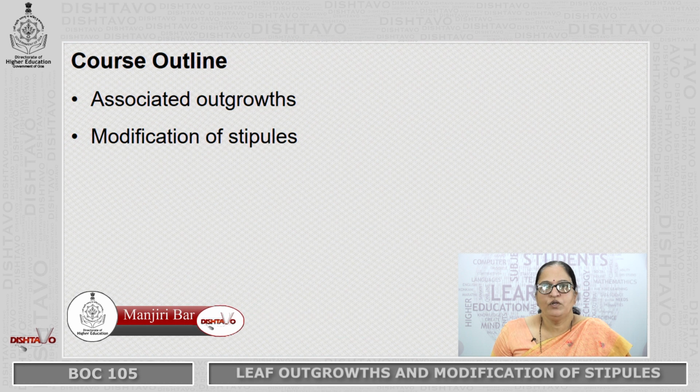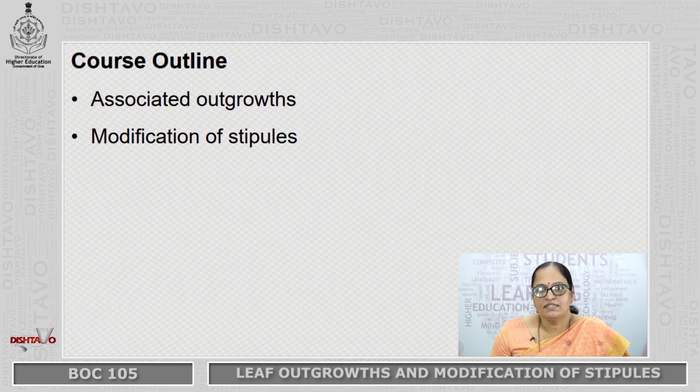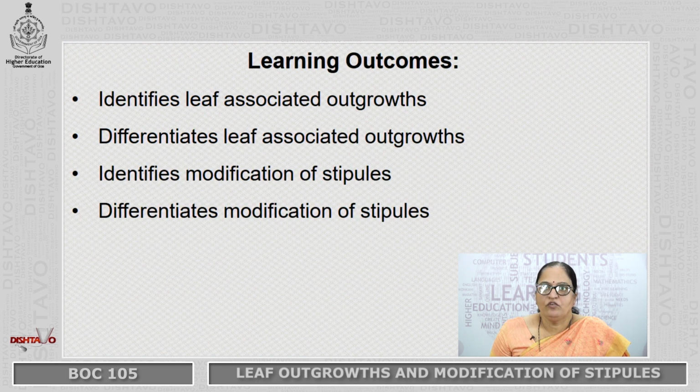Students, in this module you are going to understand the associated outgrowths in the leaves as well as the modification of the stipules. At the end of this module, you will be able to identify the leaf associated outgrowths, and you will also be able to differentiate between these outgrowths. Also, you will learn the modification of the stipules and the differentiation between the modification of the stipules.